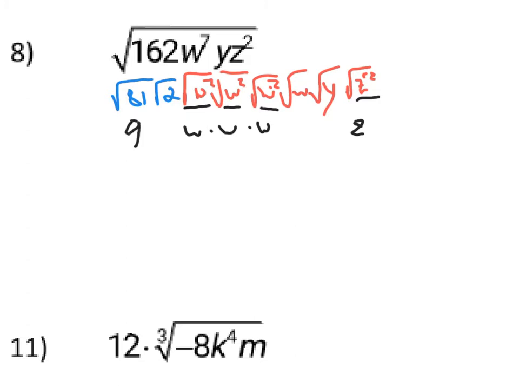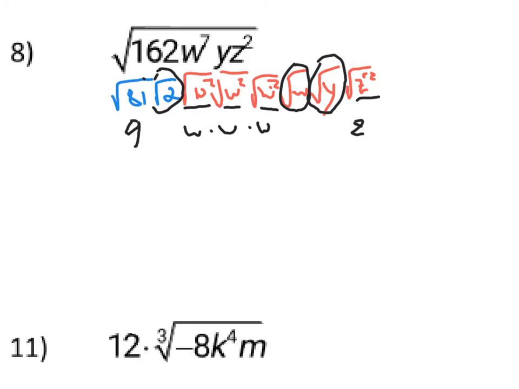That's the square that we can take. All of the other ones, namely the square root of 2, the square root of w, and the square root of y, they cannot be simplified. They are stuck inside the radical. So since they're all radicals and everything's being multiplied, we can rejoin them all under one radical.